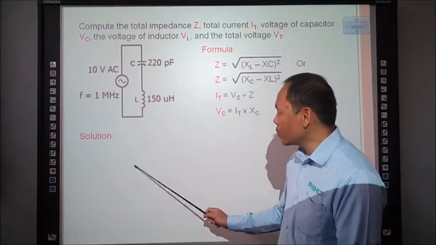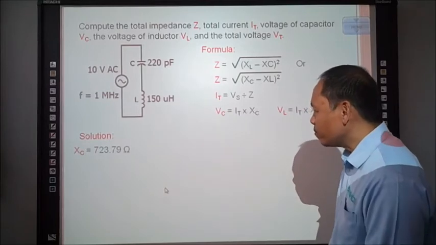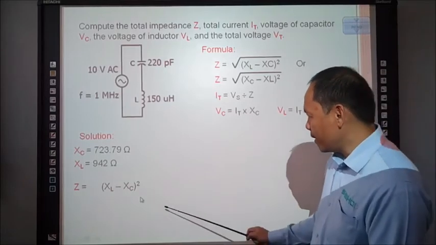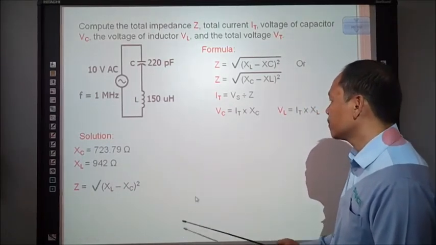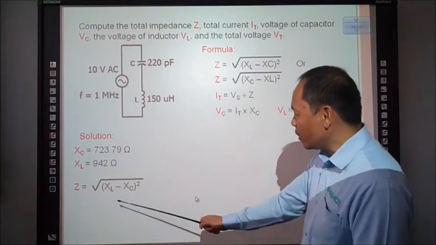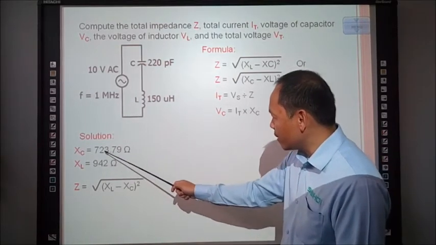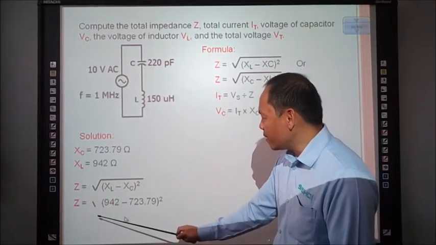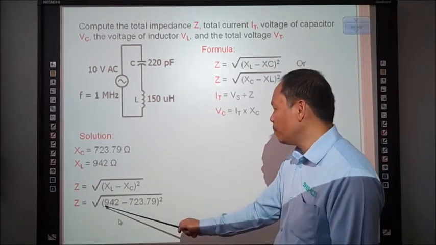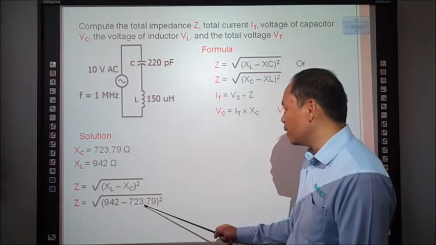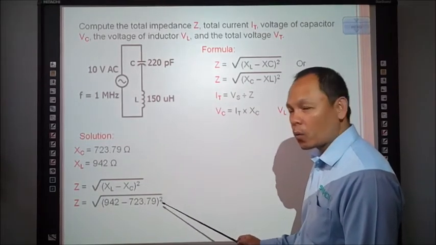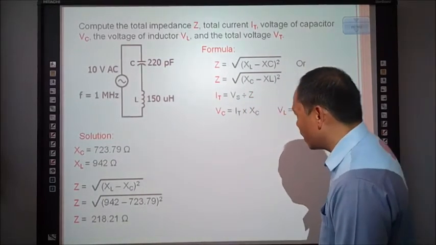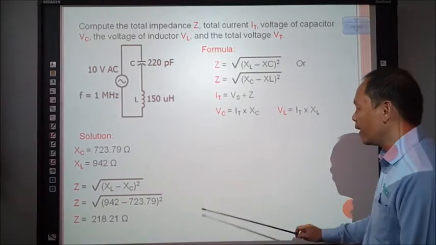Next is the solution. So this is the value of XC and XL, and we are going to solve for Z. So substitute the values of XL minus XC. This is XC and this is XL. So Z is the square root of open parenthesis 942 minus 723.79, close parenthesis, squared. And Z is equal to 218.21 ohms.